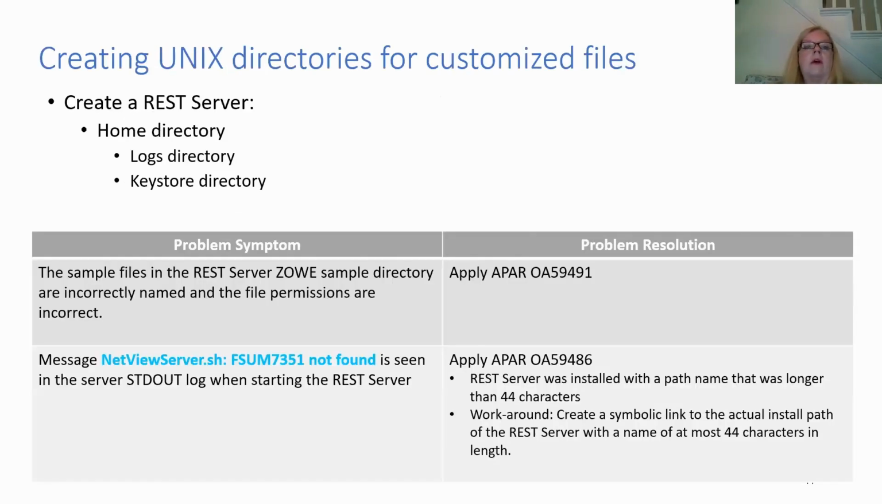Okay, so as far as creating the Unix directories, you need to create a user home directory, which will then have a logs directory and a key store directory. A couple of symptoms that we've run into: the sample files in the Zoe sample directory were incorrectly named and the file permissions were incorrect. That was resolved by OA 59491.